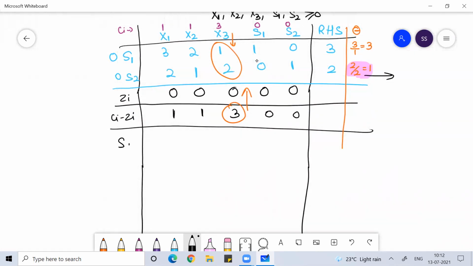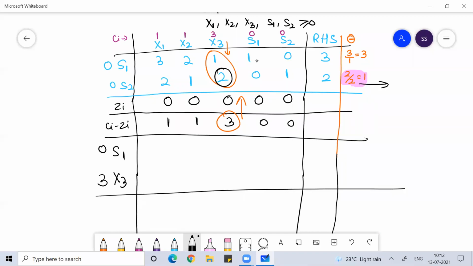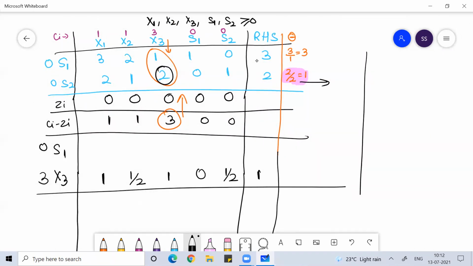Once we find that part, S1 has a 0 coefficient, and X3 has coefficient 3. So what is the pivot element? The pivot element will be 2, because 2 is the value corresponding to X3 and S2. So divide all the elements of the pivot row by 2 to get the new values of X3. 2 divided by 2 is 1, 1 divided by 2 is 1 by 2, 2 divided by 2 is 1, 0 divided by 2 is 0, 1 divided by 2 is 1 by 2, 2 divided by 2 is 1. You understood this, right? So now you got this.